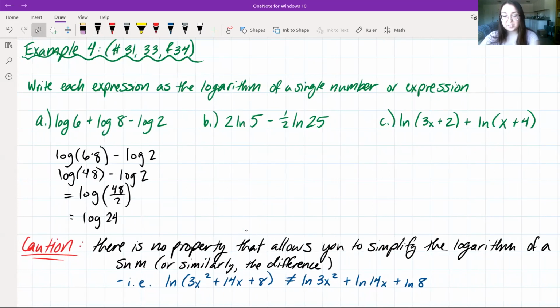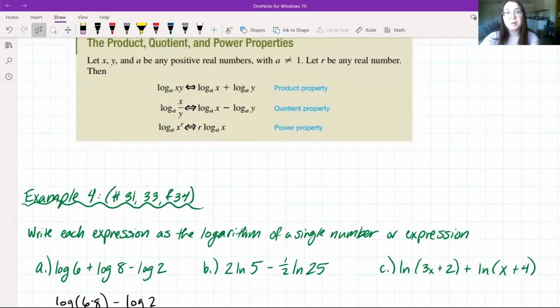For part B, we have 2 times the natural log of 5 minus 1/2 times the natural log of 25. So now we have a number being multiplied in front of our natural logs, which we know our natural logs are log base e, and they're both natural logs, so we can use our properties. And we have 2 times the natural log of 5, and we have 1/2 times the natural log of 25. And this looks pretty similar to one of our properties, which happens to be our power property. We see that since r, in this case 2 and 1/2, are being multiplied by our natural logs, we're going to switch this up and we're going to put them back in exponent form.